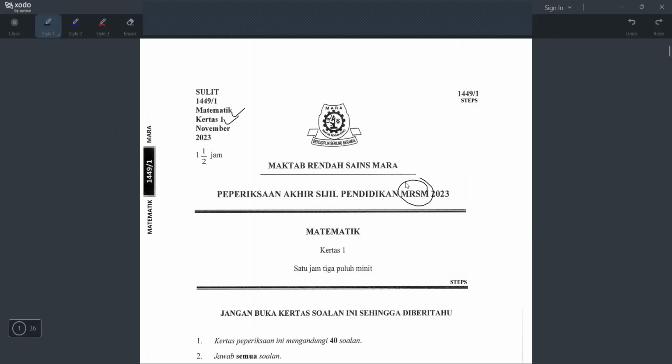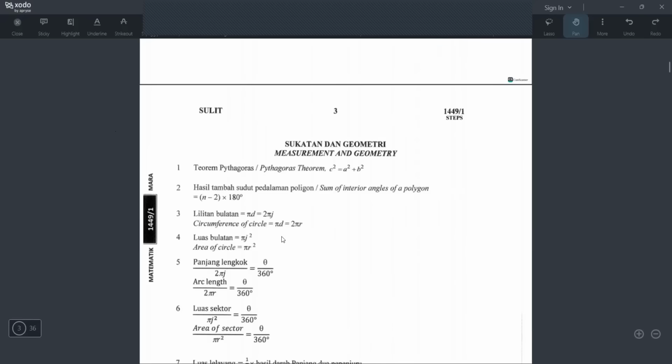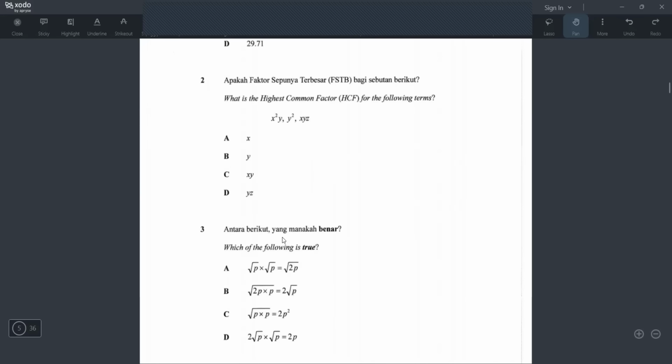Okay, so we only have how many days left? I think 10 days left until SPM. As I'm recording this video, there's 10 days left, lah. So that's why I will go through another mathematics paper. This is the MRSM paper one for trial 2023. Let's begin. So the formula we can skip.